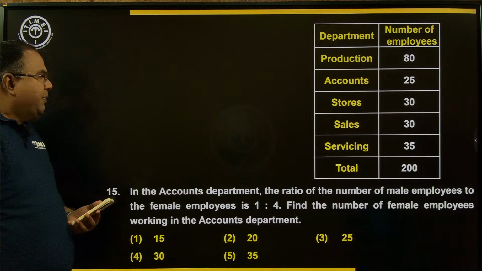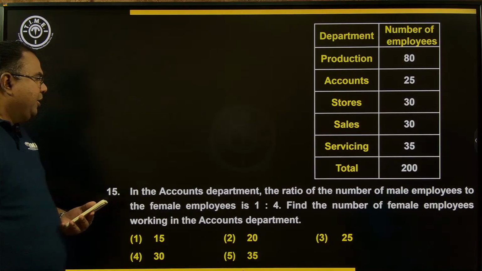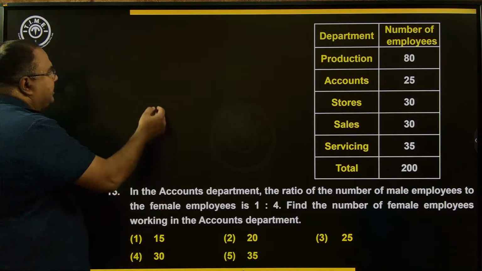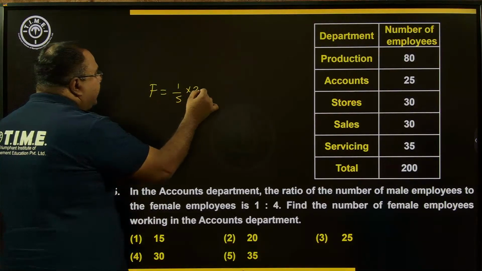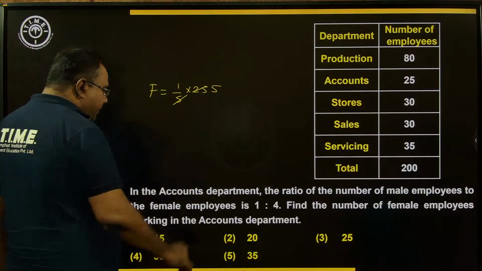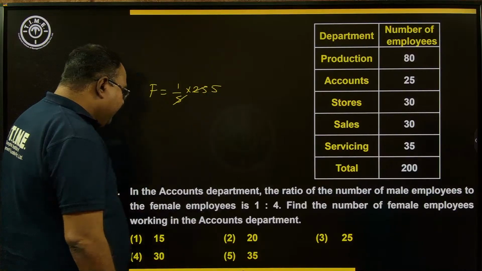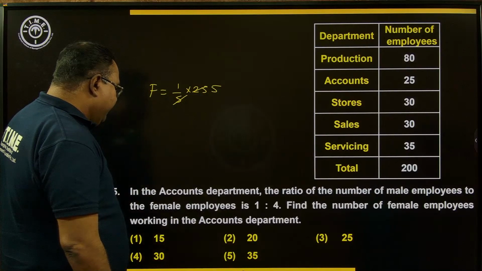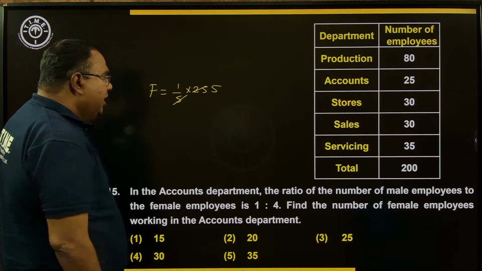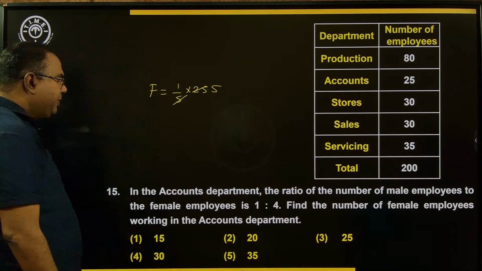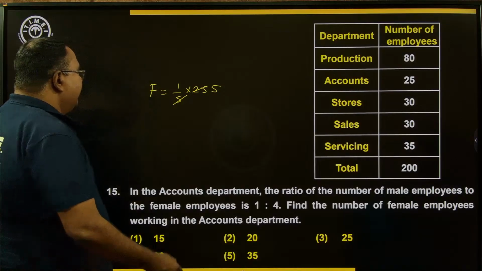Right, 15th question on your screen. In the accounts department, ratio of male employees to female employees is 1:4. Find the number of female employees working in accounts department. It is simple. Females will be 1/5 into 25. So number of females have to be 5. Right? What is the ratio? Sorry, this is my mistake.